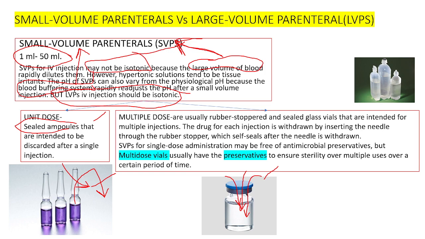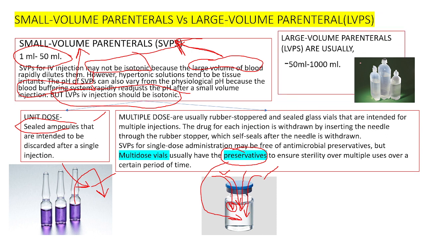Vials are multi-dose containers. These multi-dose containers should contain preservatives. Why do we need to use preservatives? Preservatives will kill the microorganisms present within the vials. Because each time we inject the needle, there is a chance of contamination of this parenteral dosage form with the needle. Hence, that contamination can be avoided by adding the preservatives.